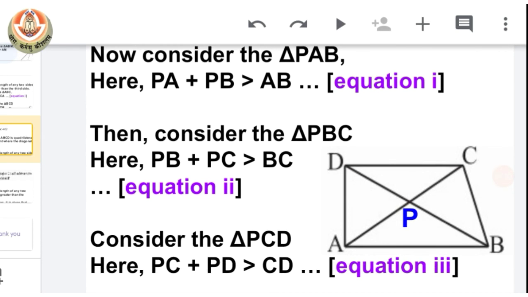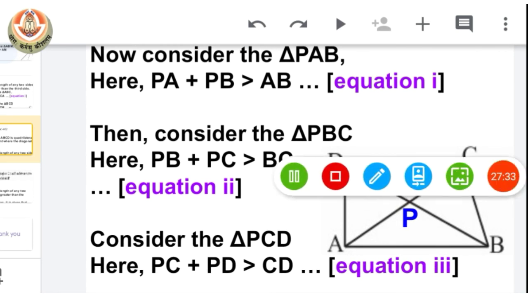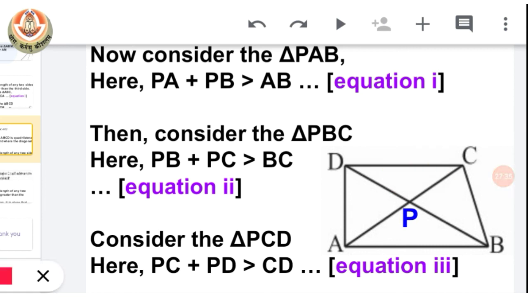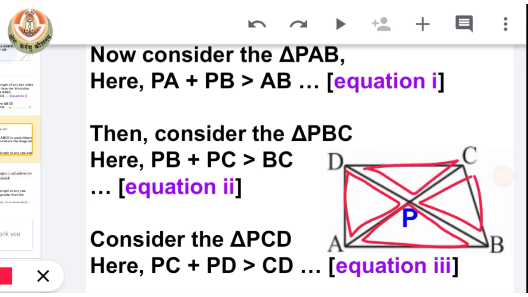So let's see our figure first. This is our quadrilateral with P as the point of intersection of both the diagonals. Now what we have to do is take the small triangles in this case, these 4 triangles.